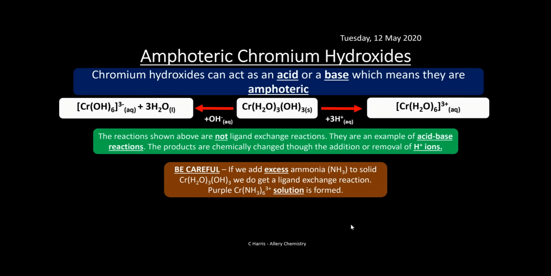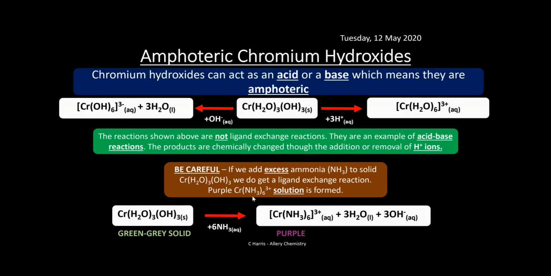So if we add excess ammonia, we've got to be careful with this. Obviously, in these we're using hydroxides, for example hydroxide from the alkali. But if we add excess ammonia to the solid chromium hydroxide, we actually do get a ligand exchange reaction, and we get a purple hexa-ammine complex. This solution is actually formed. All of these ligands that were attached onto the chromium are replaced completely by your ammonia ligand. So you do get something different. It doesn't work with ammonia, but it will with a traditional alkali, say, like sodium hydroxide.